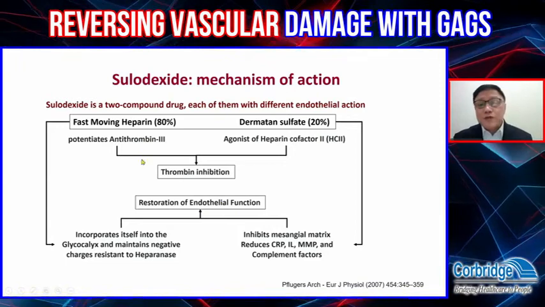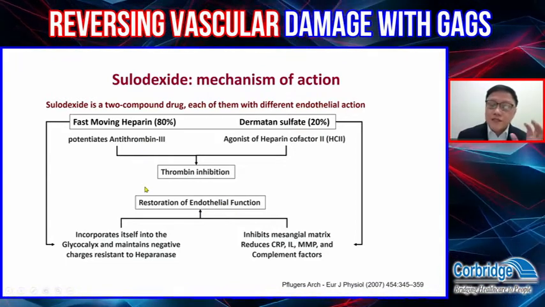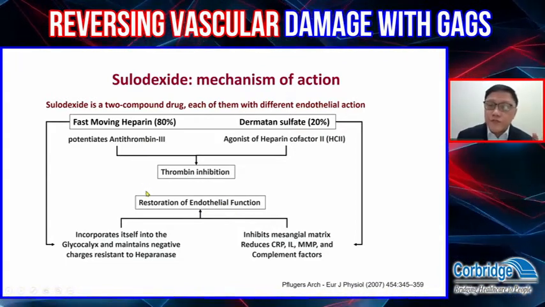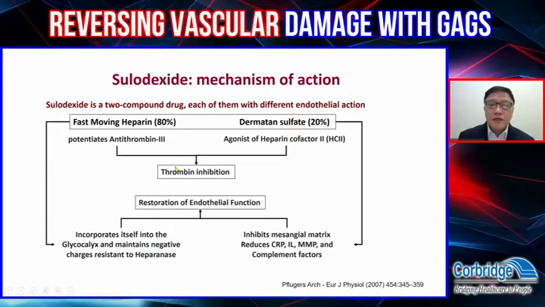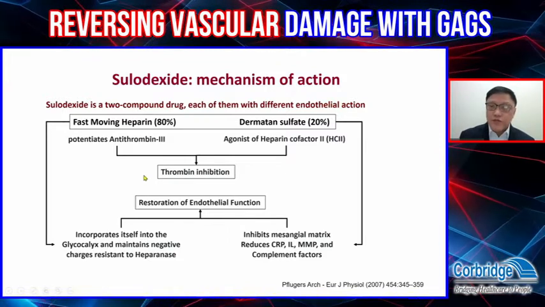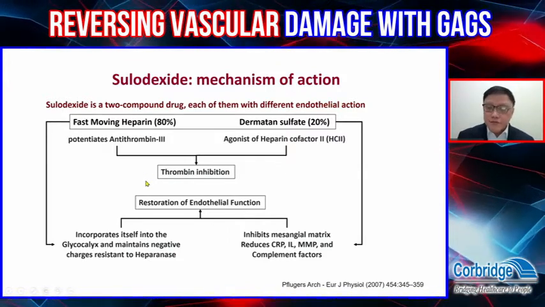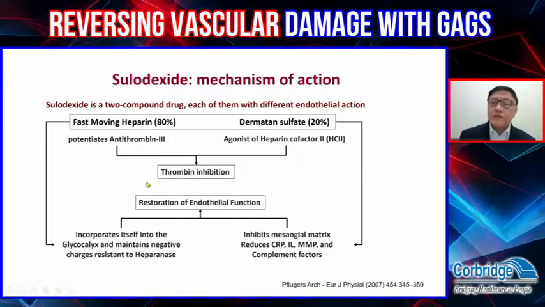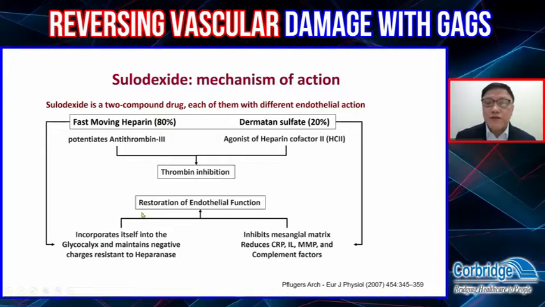Now, what's the function of the fast-moving heparin? This is different from the commercial heparin that we are using. Why? Because this fast-moving heparin, as the word itself says, behaves differently. It can be absorbed through the intestine so that it can be given orally.